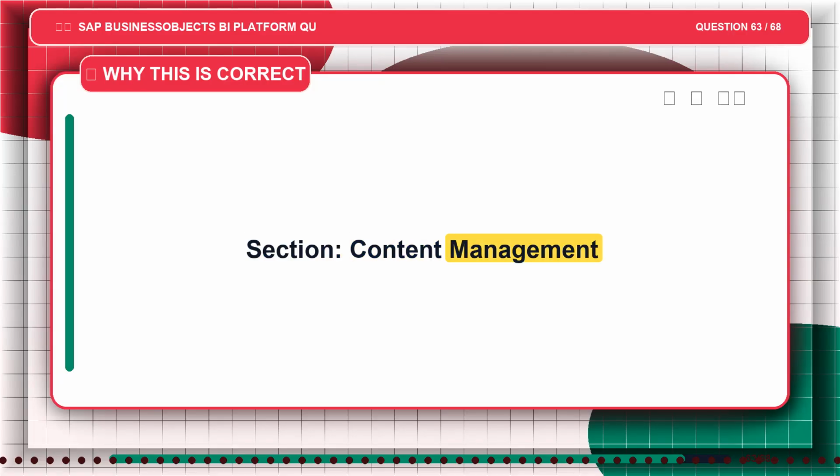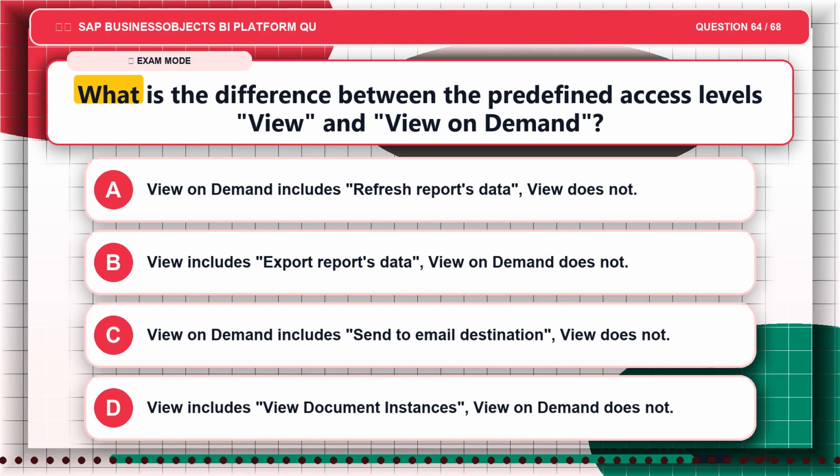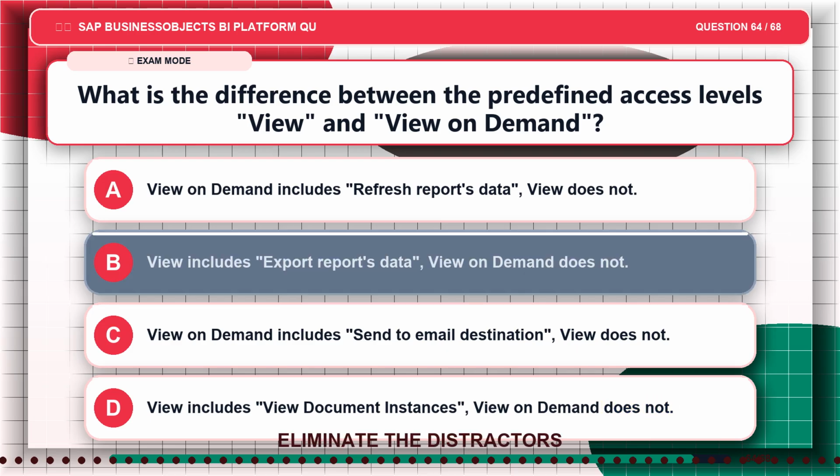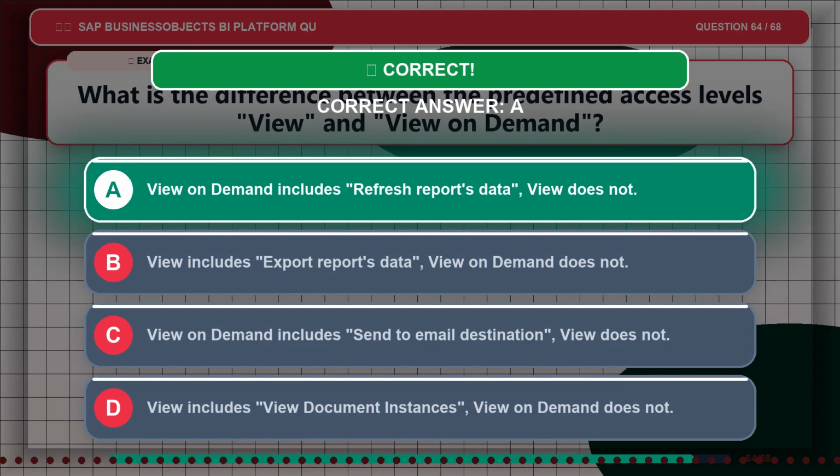Section, Content Management. Question 64. What is the difference between the predefined access levels View and View on Demand? Option A, View on Demand includes Refresh Reports data, View does not. Option B, View includes Export Reports data, View on Demand does not. Option C, View on Demand includes Send to Email Destination, View does not. Option D, View includes View Document Instances, View on Demand does not. The correct answer is option A. View on Demand includes Refresh Reports data, View does not.